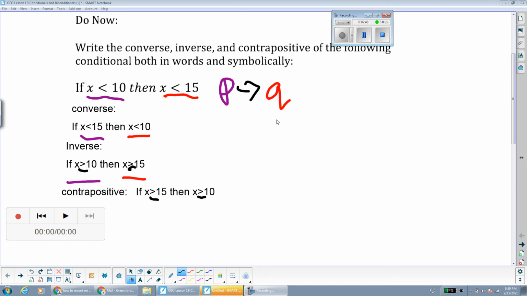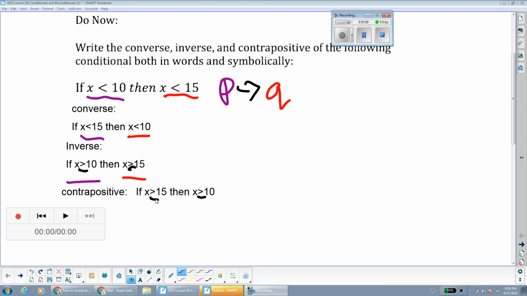And finally, we have the contrapositive of the original conditional. Notice that this time, both the original premise and conclusion have switched spots. The order has changed, and they've also been negated. So contrapositive is basically a combination of the converse and the inverse. You switch the order of the premise and conclusion, and you also negate both parts.